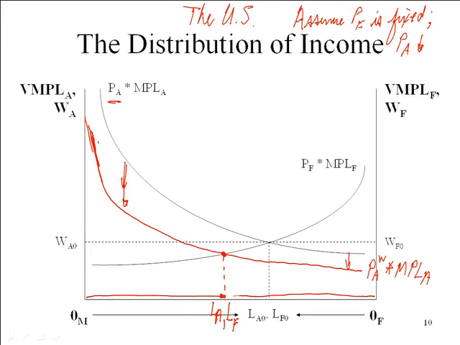We can see that the equilibrium wage is going to decline. So notice that a decline in the demand for labor in one industry, in this case autos, results in a decline in the wage rate in both industries.